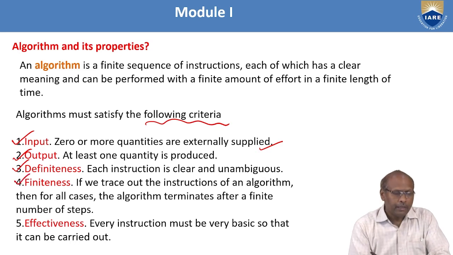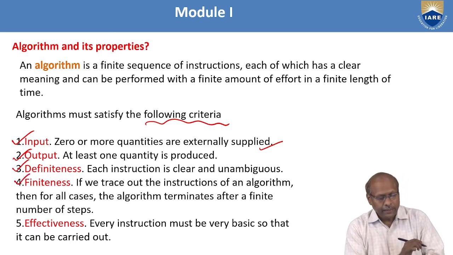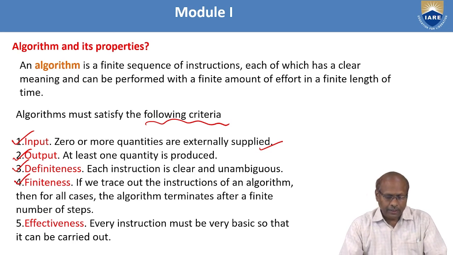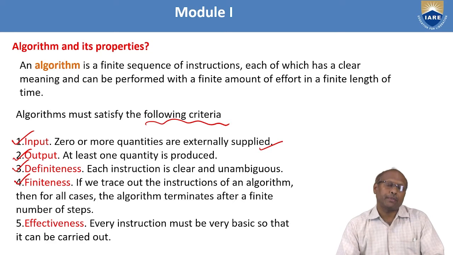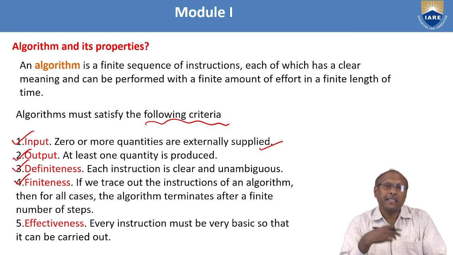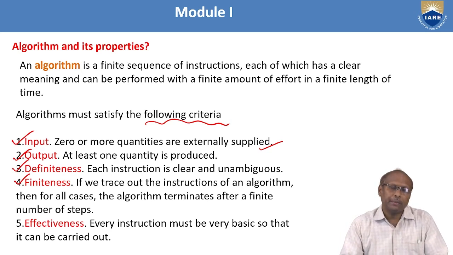Then the fourth one is finiteness. Finiteness means what? If you trace out the instructions of an algorithm, then for all cases, the algorithm must terminate in a finite number of steps. That means whatever instructions you are writing, it must stop after a finite amount of time. It must not take infinite time. It must not go for infinite steps. It must be solved in finite steps.